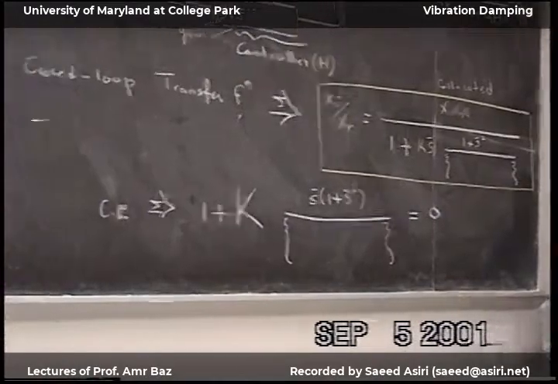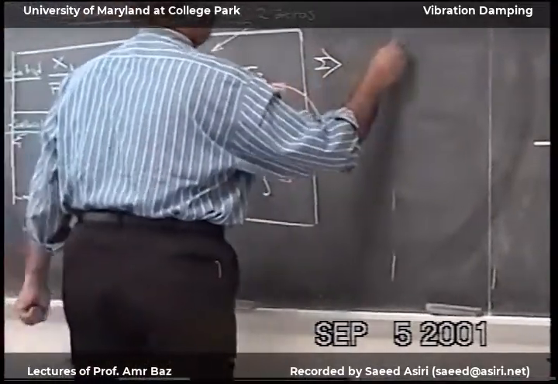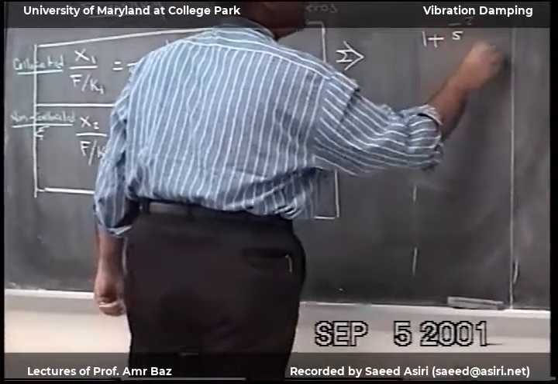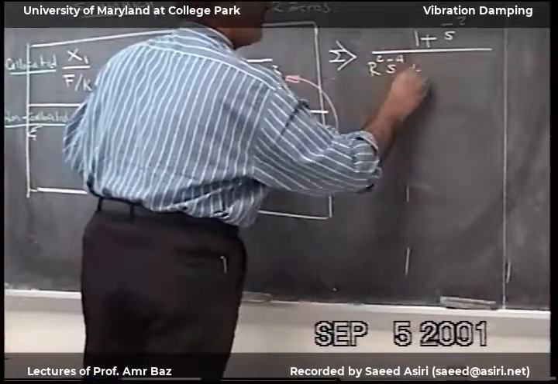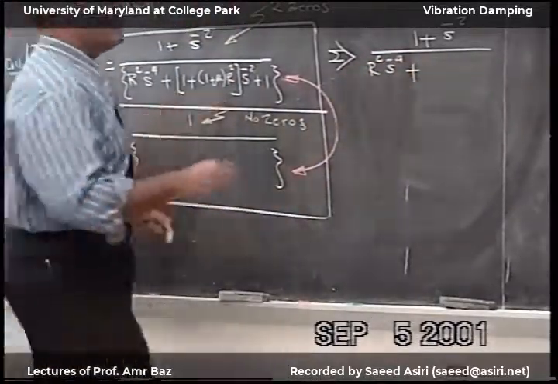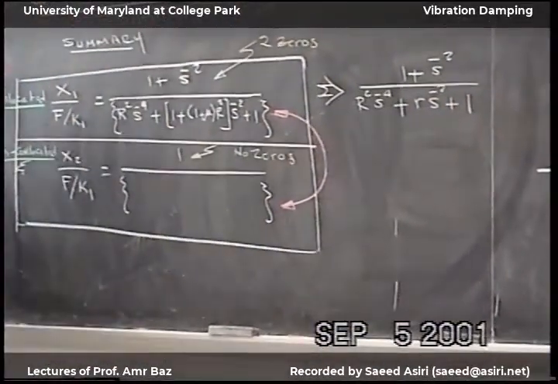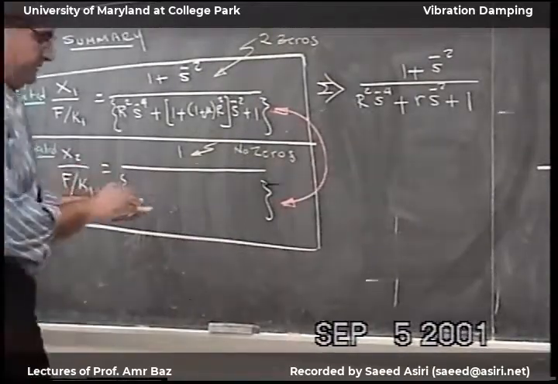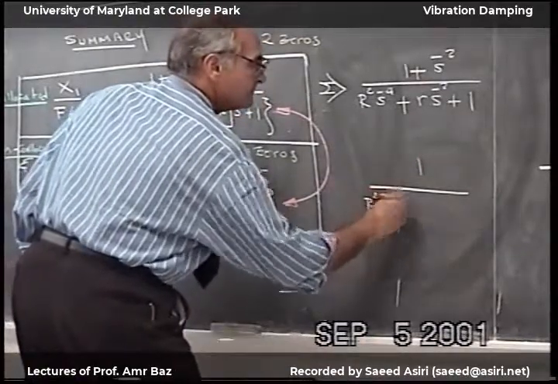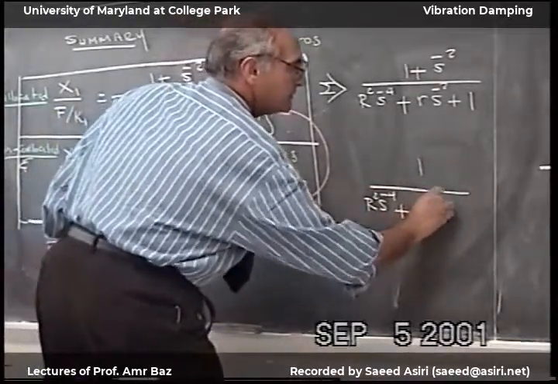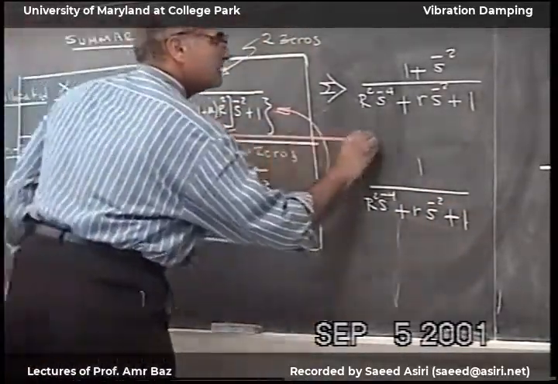Before we go any further, I'm just going to simplify it like this: 1 plus S bar squared, and then here will be R squared S bar to the 4th power, and then I'm going to call all this term between brackets small r plus 1. And the same here. So this will be 1. And all this is this R.